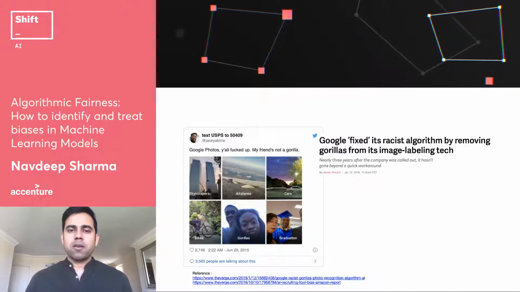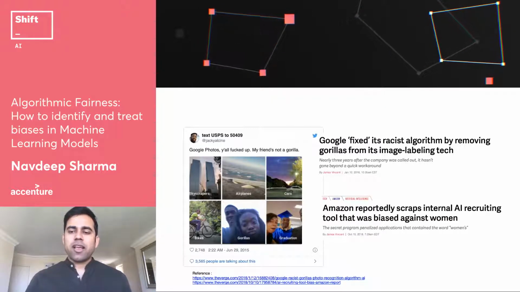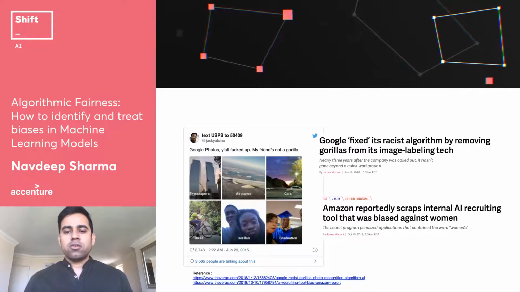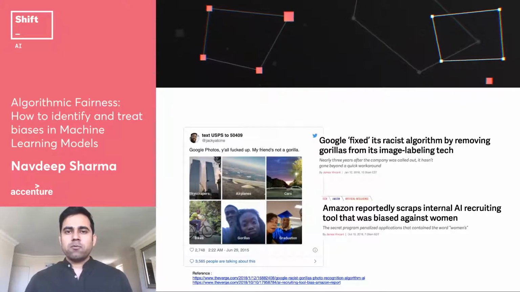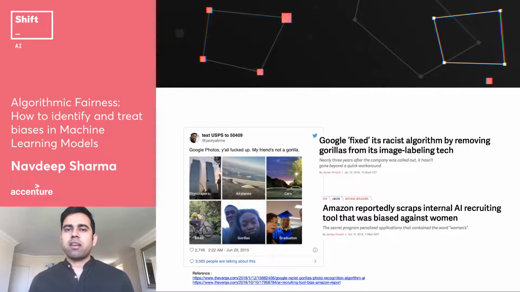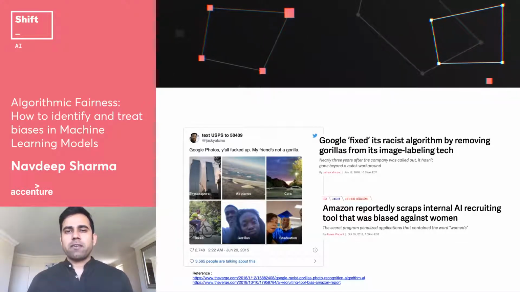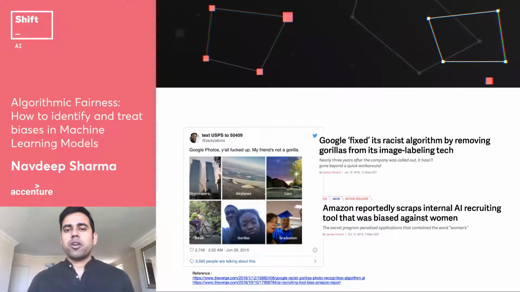Another example about the biases is that Amazon had to scrap an internal AI recruiting tool because the tool was biased against women, which proves the point that you can't really take historical data, or in many cases even current data, to train your machine learning, because most of the big tech firms have a higher ratio of men for technical jobs as compared to women.